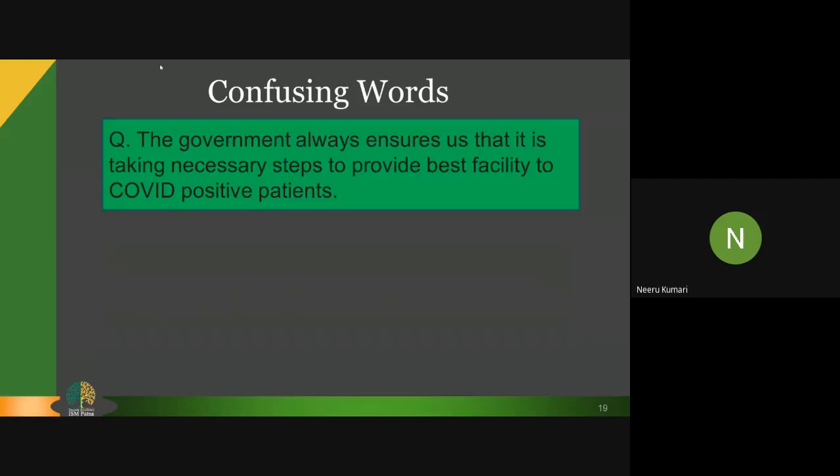The government always ensures us that it is taking necessary steps to provide best facility to COVID positive patients. Now, again in this sentence, there is a word which is wrongly placed. Can you identify the confusing word, and can you come up with the answer quickly? The government always ensures us that it is taking necessary steps to provide best facility to COVID positive patients.